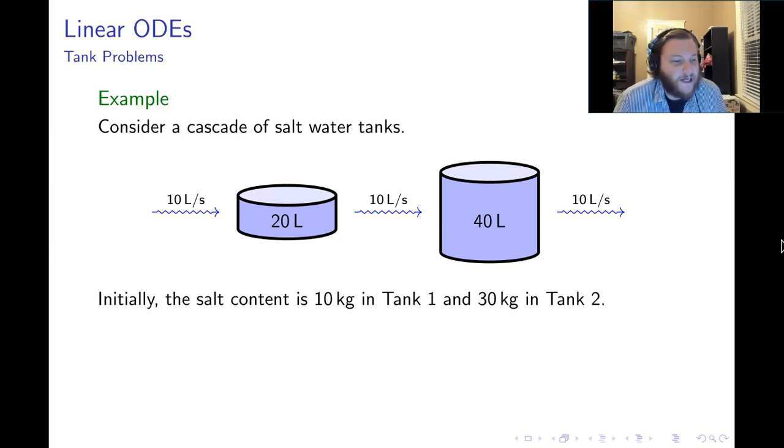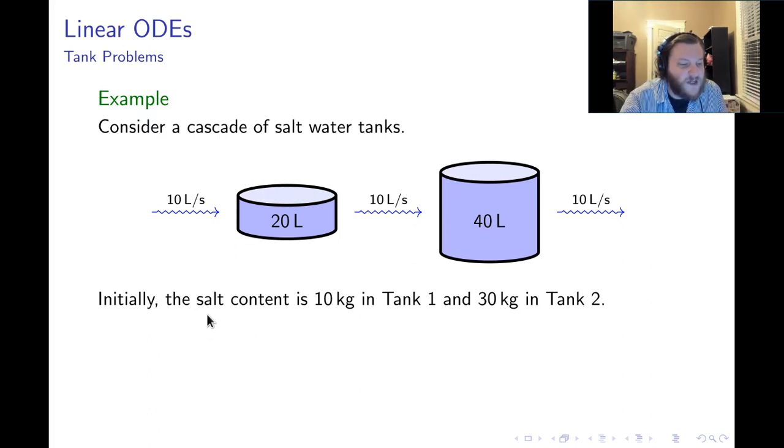What you're looking at here is a cascade of saltwater tanks. The way that I want you to think of this diagram is these two tanks. One has volume 20 liters and the other has volume 40 liters. I want you to think of these as full of salt water. And when I say this is a cascade, what I want you to think of is that there is liquid being pumped into the first tank, and then liquid in the first tank is mixed and pumped into the second tank, and then liquid in the second tank is mixed and pumped out. Okay, so these are tanks of salt water.